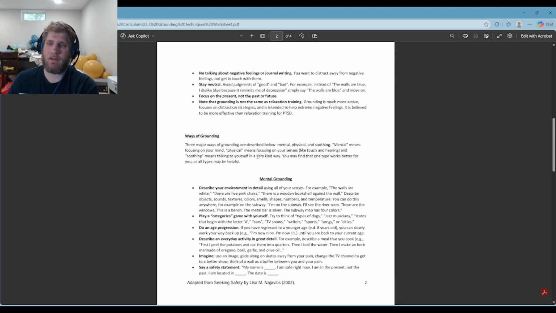So there's three categories that focus on areas to ground. We can look at mental grounding, physical grounding, and soothing grounding. Mental grounding means you're focusing on your mind, and physical is on your senses. And soothing is being able to treat yourself in a kind way. Certain things may utilize the senses, but they're a way to reduce those feelings that you're having.